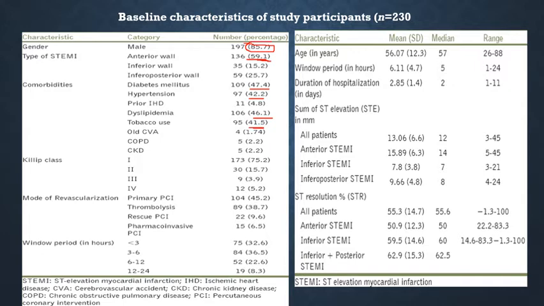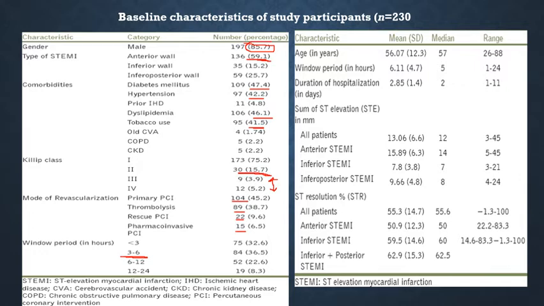The next important thing to note is that the vast majority of the study population belong to either CLIP 1 or 2 classification, with less than 10% representing CLIP class 3 and 4, which again makes it difficult to generalize the study results to patients presenting with pulmonary edema. The mode of revascularization: 104 patients underwent primary PCI, 89 underwent thrombolysis. Rescue PCI was done in 22 patients, and 15 patients were managed conservatively with pharmacoinvasive PCI. As for the window period, the vast majority of the patients presented within 6 hours. More than half the study population presented within 6 hours of onset of index chest pain.